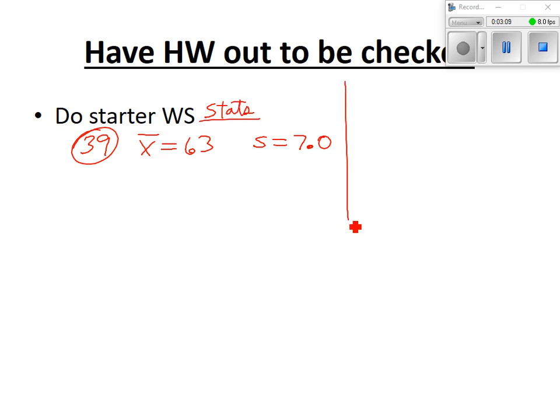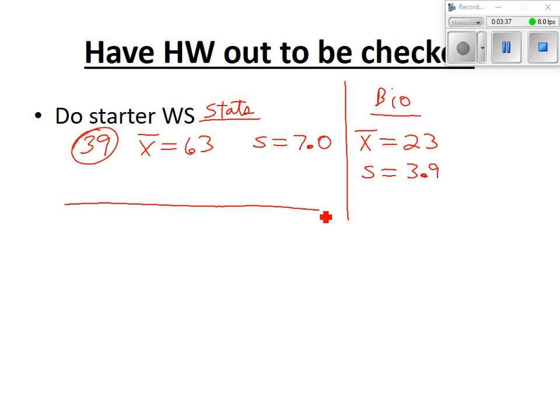And then we have for the biology test, the mean is 23. Yeah. So X bar is 23. And what's the standard deviation? 3.9. Yep. Now what we have with this, and I'm going to draw all this, this doesn't really do anything for the problem, and the problem's going to be easier than what I'm going to make it out to be, but I want you to know how to do all this stuff.